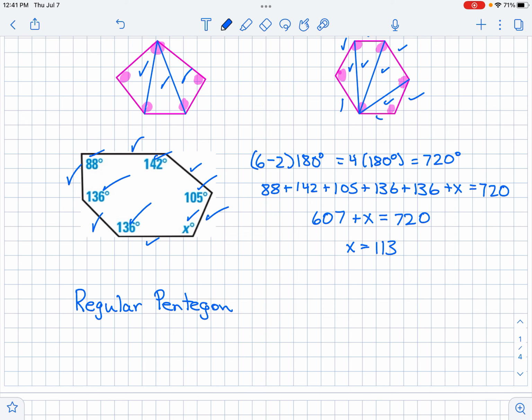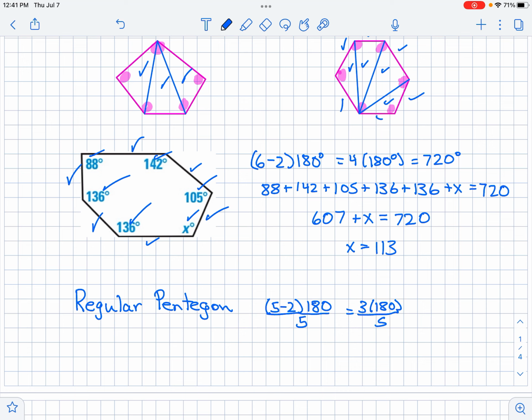Okay, let's suppose we have a regular pentagon. Then we would say the total sum of the angles is (5 minus 2) times 180. And we want to divide that by the number of angles, which there are 5. So this is going to be 3 times 180 over 5.